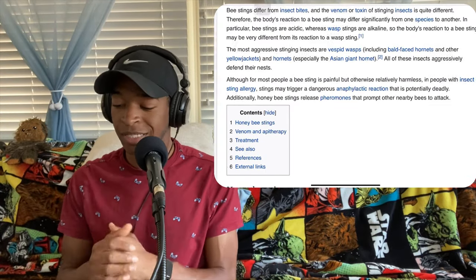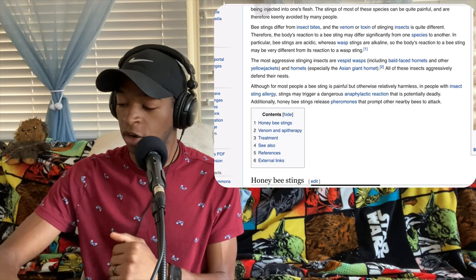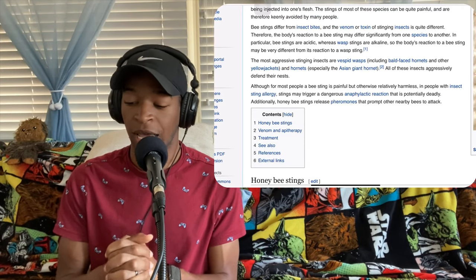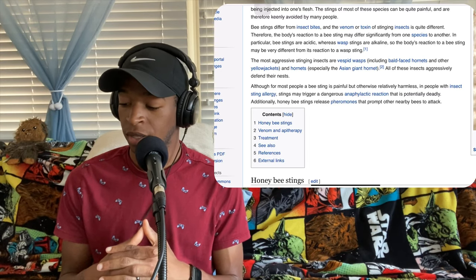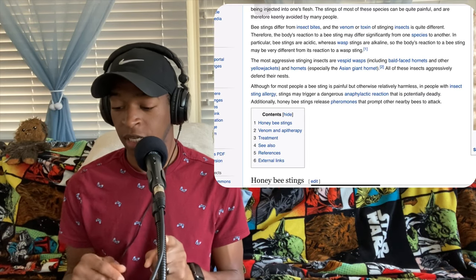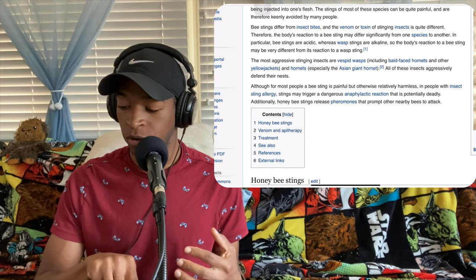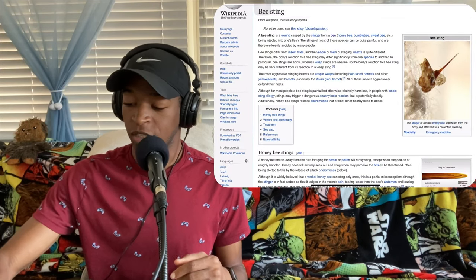Although for most people, a bee sting is painful but otherwise relatively harmless, in people with insect sting allergy, stings may trigger a dangerous anaphylactic reaction that is potentially deadly. Additionally, honeybee stings release pheromones that prompt other nearby bees to attack.